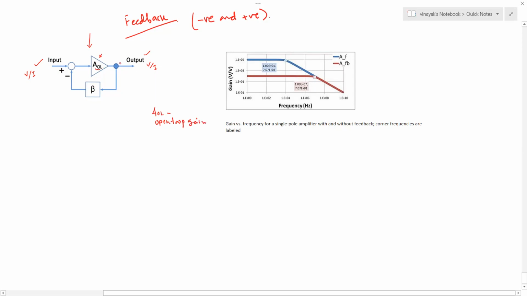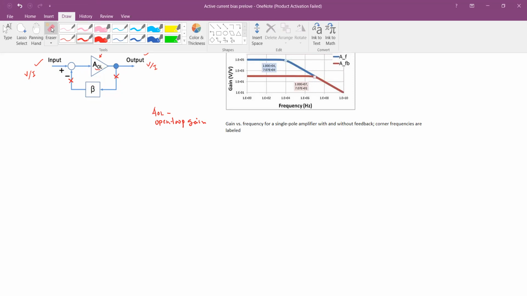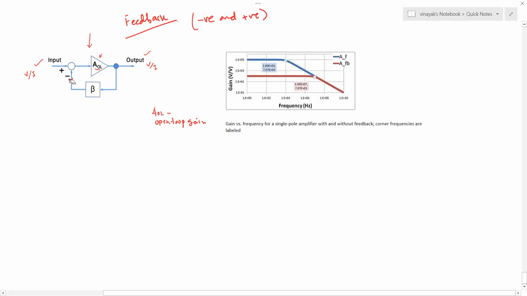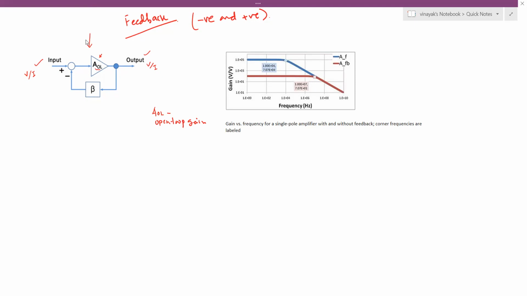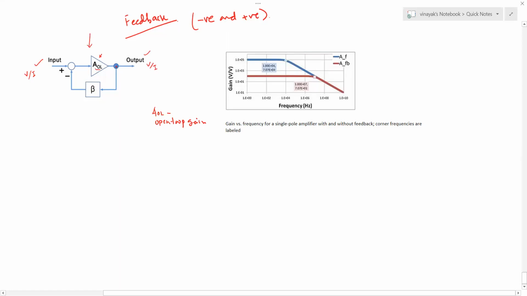What is open loop gain? It is the gain when I don't have any feedback into the circuit. Okay, so that is when I say there is an open loop gain. However, if I want to feed a portion of the output back to the input, by means of some network that is labeled as beta, this is the feedback factor. Actually, feedback factor is beta.